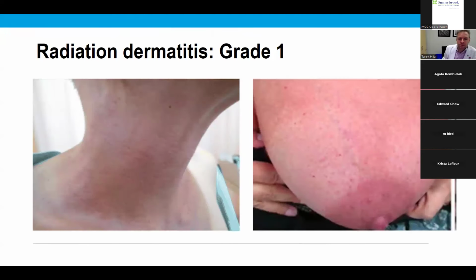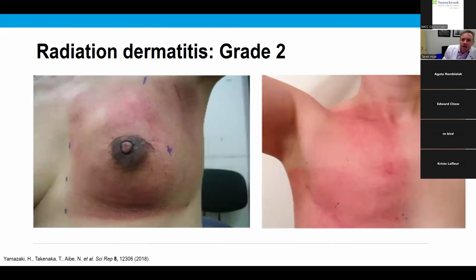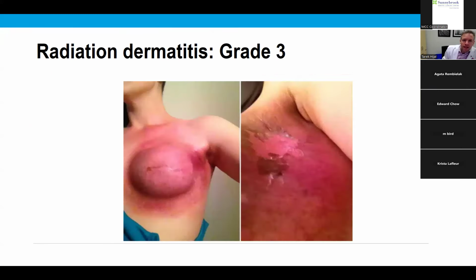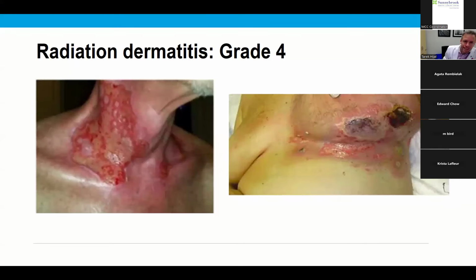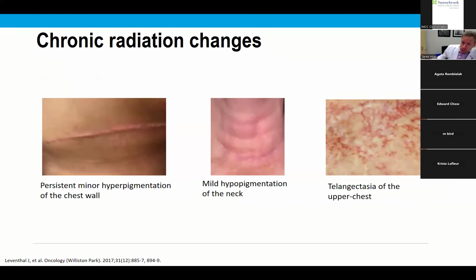So what does it look like? Very quickly, that's grade 1 dermatitis, so faint erythema. Grade 2, we're seeing brisk erythema or moist desquamation at the folds. Grade 3, moist desquamations will be on non-fold type of surfaces. And as we go forward, we can see ulceration and bleeding. Chronic radiation changes that we do not call dermatitis in radiation oncology. Minor, here you could see on the left some minor hyperpigmentation, hypopigmentation, or telangiectasia.